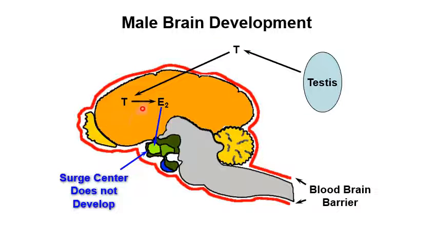And within the brain, the testosterone will be aromatized into, or converted into, estradiol or E2. The E2 here is the one that is responsible for the surge center to not develop. That is why in the male, the only one present is the tonic center, and it is the one that is responsible for the basal production of the GnRH.